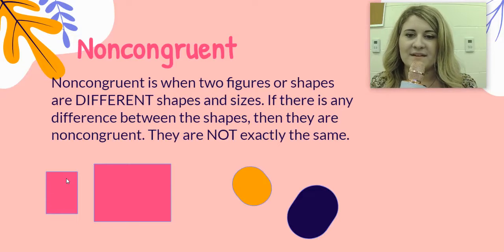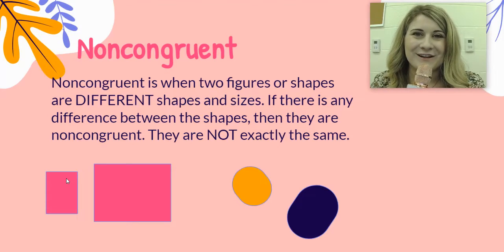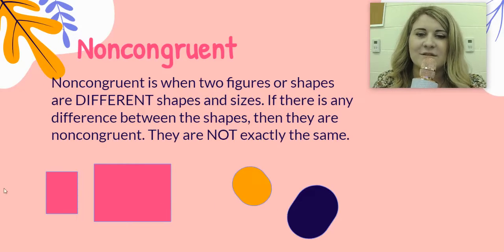So here we have a couple of examples of shapes that are the same shape, but they're different sizes. If I threw up a circle and a triangle on here, you would know that those are not congruent because they're very different shapes. So I'm showing you examples that are a little bit trickier because they are the same shape, but they're different sizes. So these are non-congruent because they are not the same.